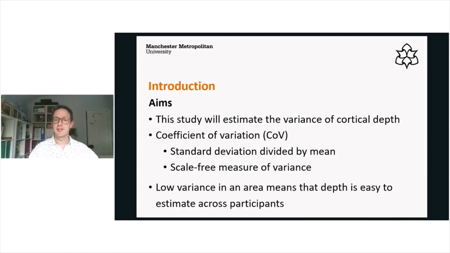And why would we do this? It's because if we find a brain area that has relatively low variance or low coefficient of variation, we can use reasonably simple methods for targeting that area or for dose setting for that area. Whereas if a brain area has a relatively high coefficient of variation, so if between participants it's shallow in some people and deep in other people, then we have a problem and we need to use more specific methods to target that particular brain area.